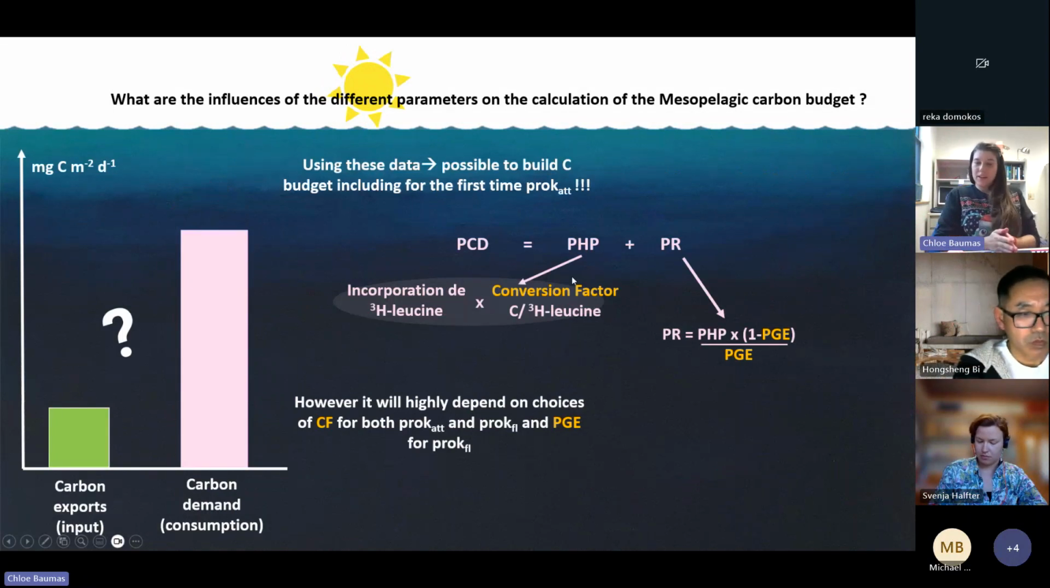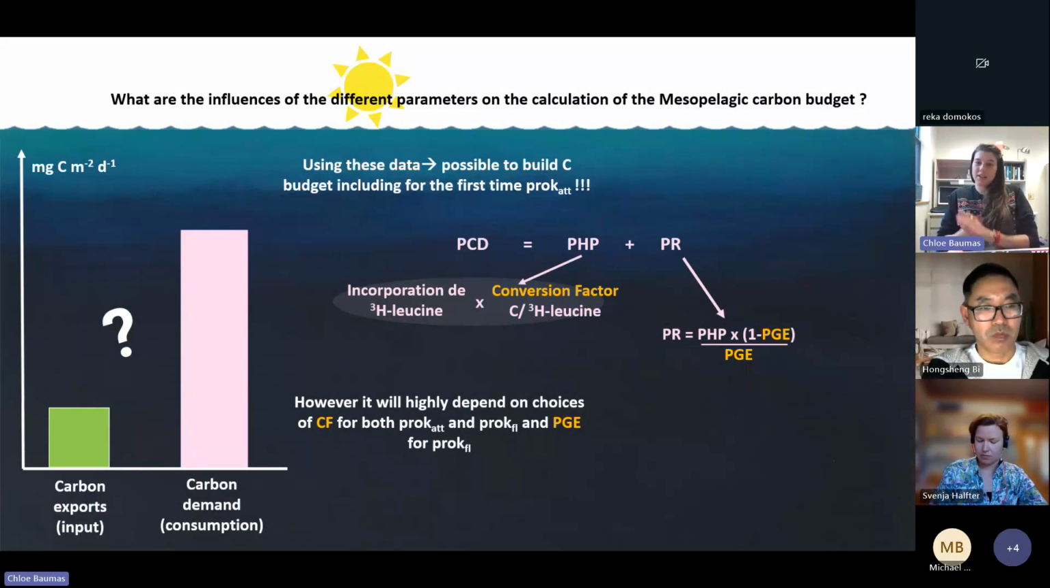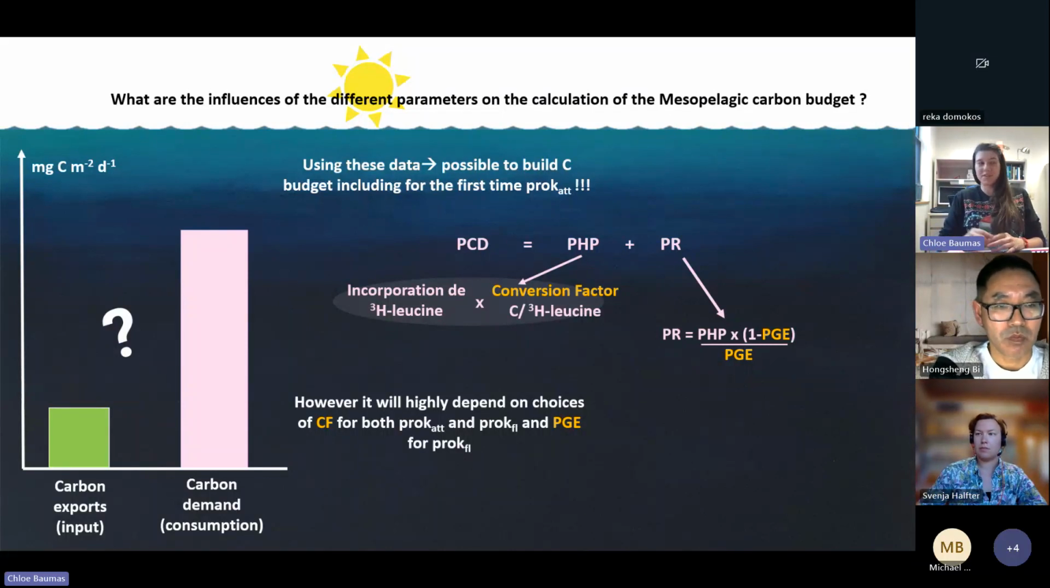So with this data, I can calculate a carbon budget integrating attached prokaryotes for the very first time. However, this carbon budget will depend on the choices of conversion factor for both free living and attached, and PGE for the free livings.